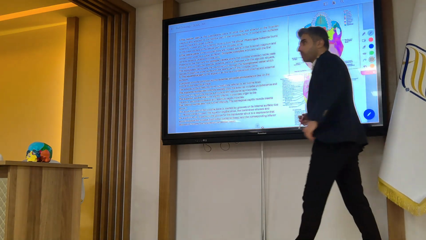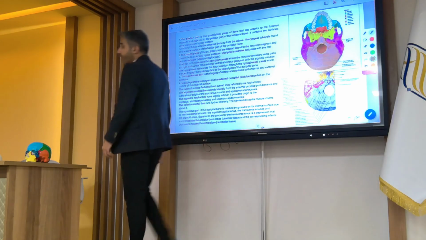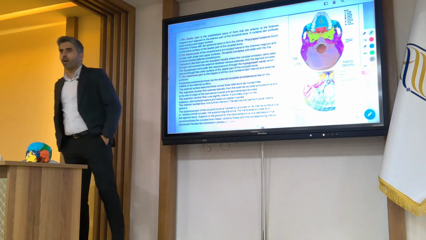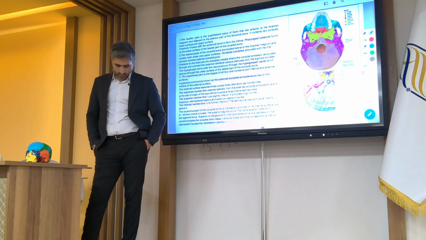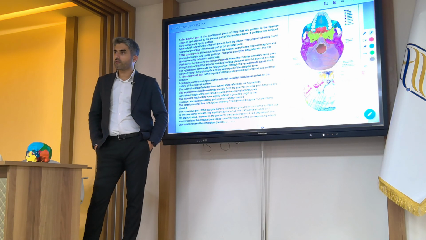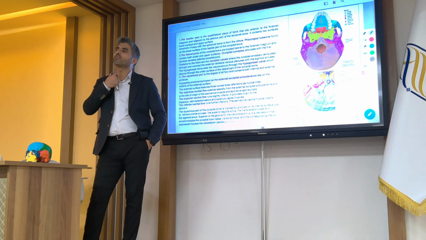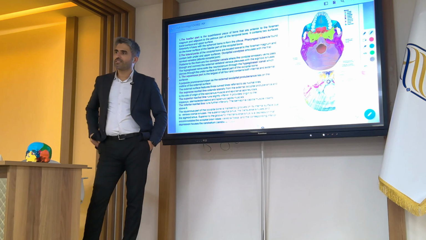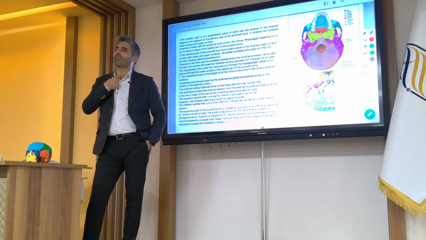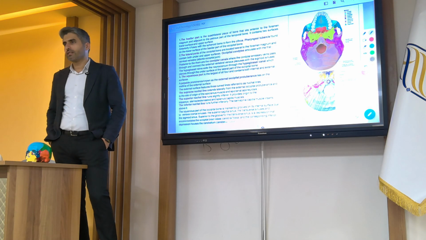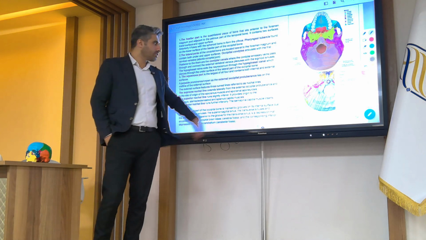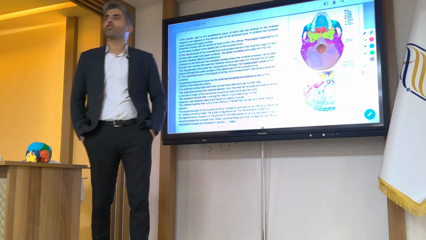What is the name of this tubercle? Pharyngeal tubercle. Why is the name of this tubercle pharyngeal tubercle? What is the pharynx? This is the larynx. This one is the larynx. This is the trachea. So what is the relation with here? We say pharyngeal tubercle.